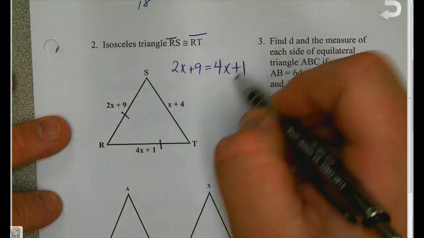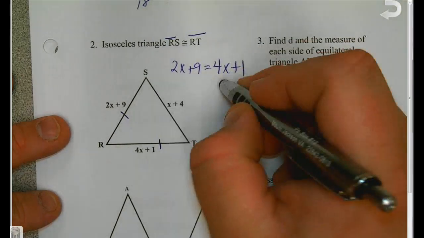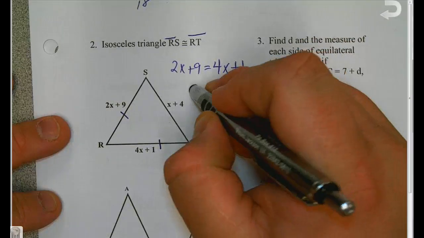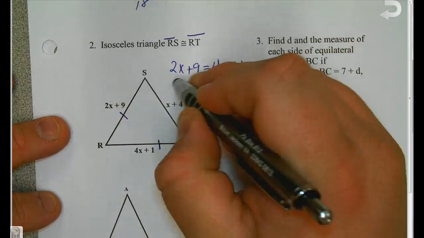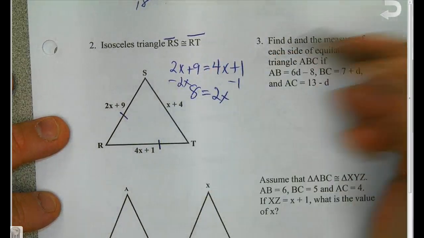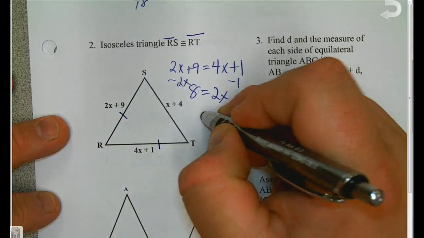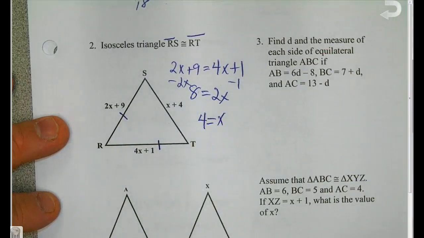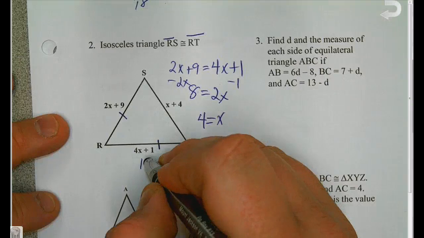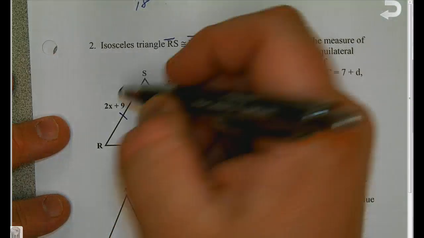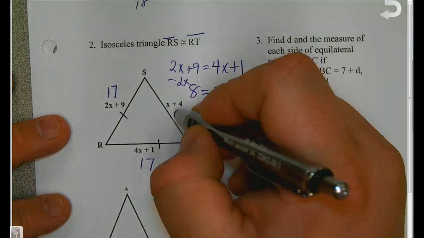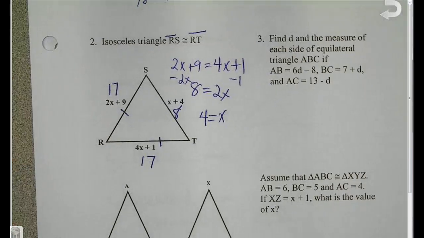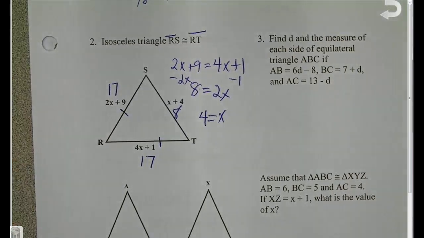So then when I solve, I can get 8 is equal to 2x, subtracted 2x, subtracted 1, and x is equal to 4. And so then when I plug back in, I get 17 for this side, 17 for this side, and 8 for that side. I've met the rules of an isosceles triangle.